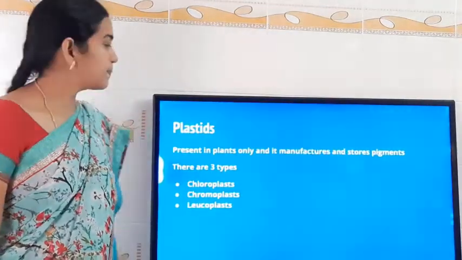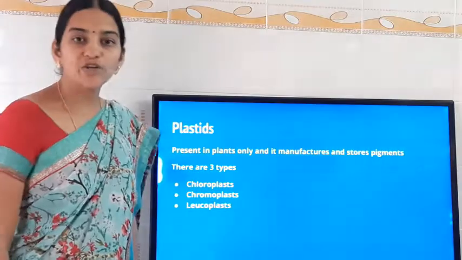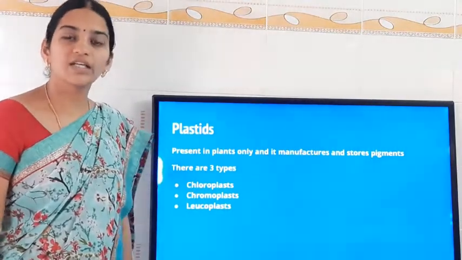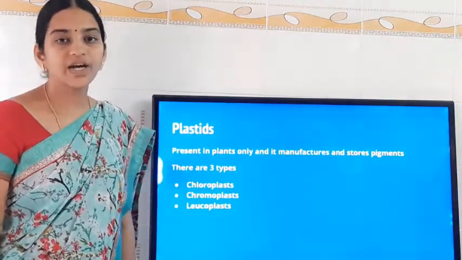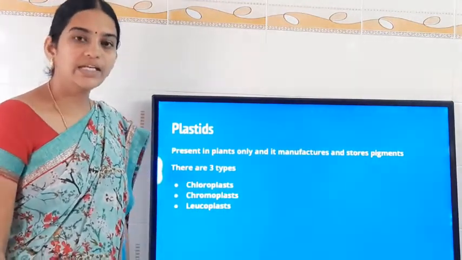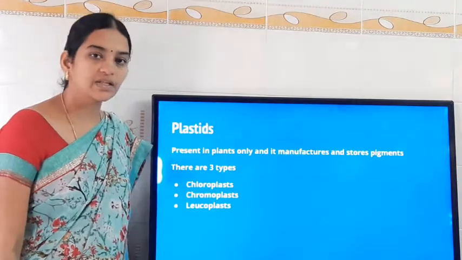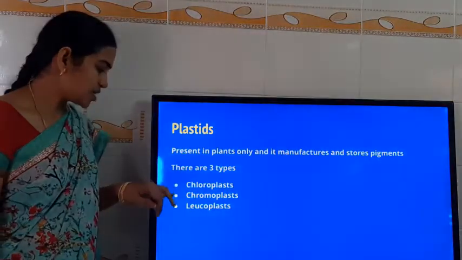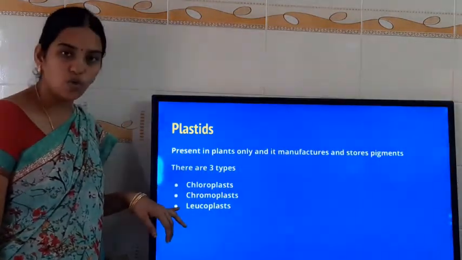The next organelle is plastids. In the cytoplasm of a plant cell, there are some organelles which contain pigment. They are called plastids. And these plastids are of three types. They are chloroplast, chromoplast and leucoplast.